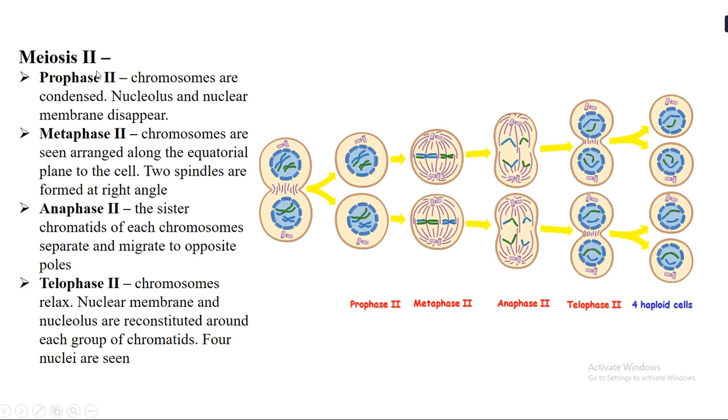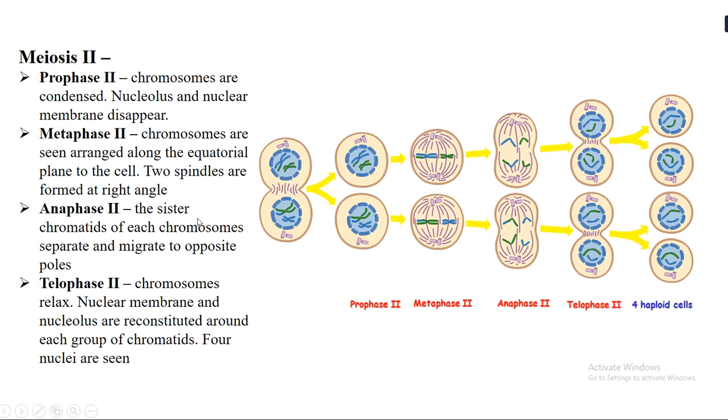In the first stage of meiosis 2, that is prophase 2, the chromosomes are condensed, and the nucleolus and the nuclear membrane start disappearing. So here if you see, the chromosomes are condensed and slowly in the next phase, the nucleolus and the nuclear membrane start disappearing. In metaphase 2, the chromosomes are seen arranged again at the equatorial plane of the cell and the two spindle fibers are arranged at right angles.